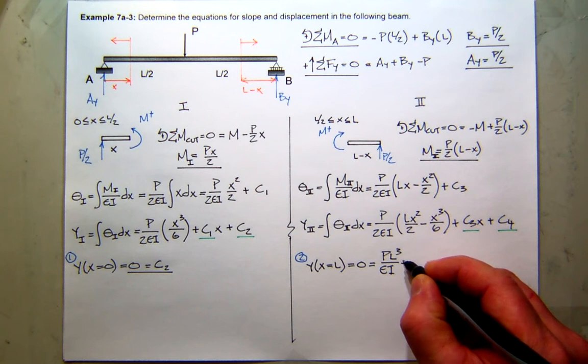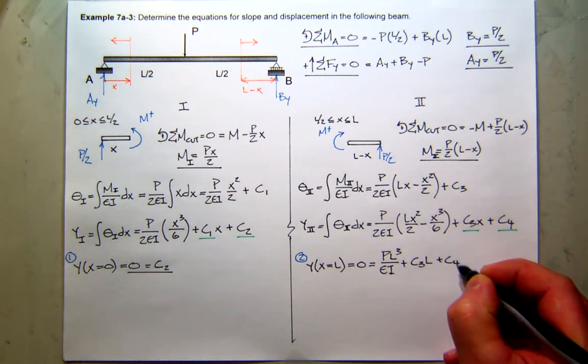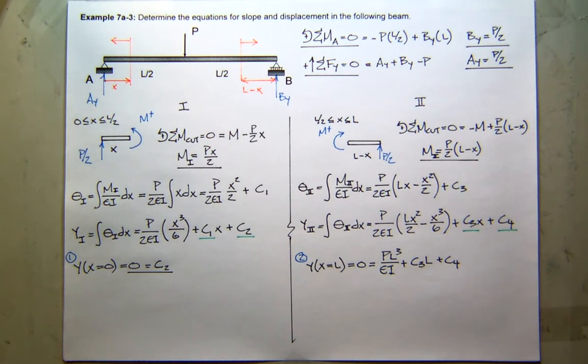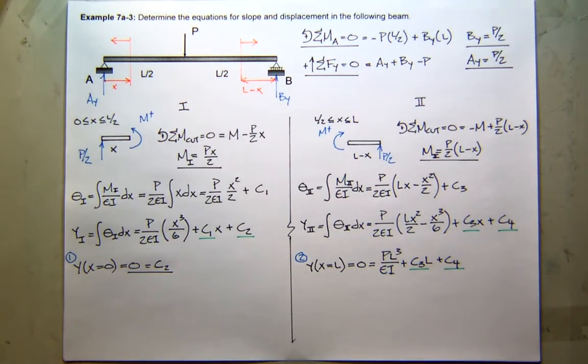And then plus C3L plus C4. Oops, 1 equation, 2 unknowns. Can't solve that. So what do we do? It seems I've run out of conditions.